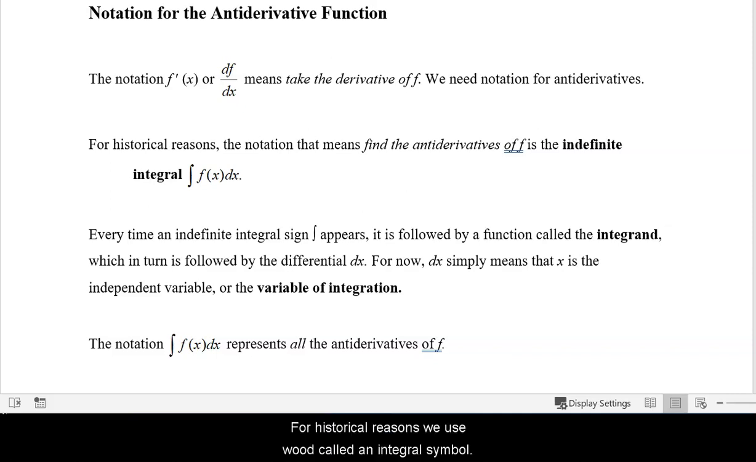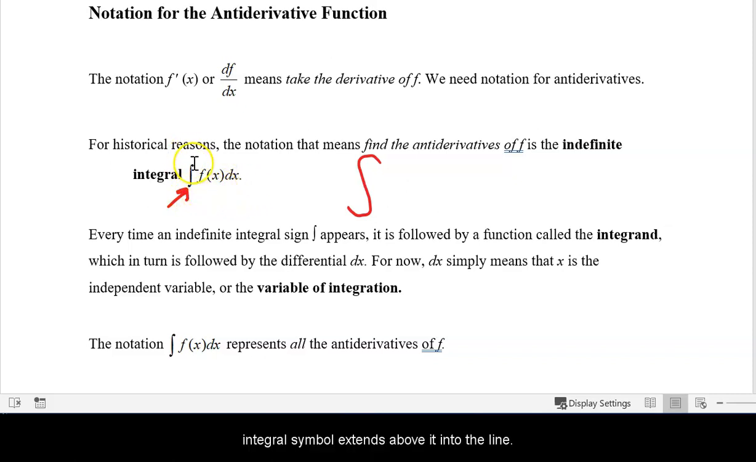For historical reasons, we use what's called an integral symbol. The integral symbol looks like an elongated S, and you'll see it right here in the center of the screen. This elongated S extends both above the line and below the line if you're writing it on lined notebook paper. The bottom of the symbol, where the f of x is, would sit directly on the line, but the upper part extends above it into the line above.